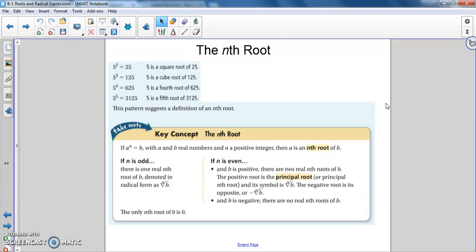If n is even and b is positive, there are 2 real nth roots of b. The positive root is the principal root, and its symbol is the nth root of b, and the negative root is its opposite, the opposite of the nth root of b, and that's when we did plus or minus. And if b is negative, there are no real nth roots. Just like if we were taking the square root of a negative number, we would not have a real solution.